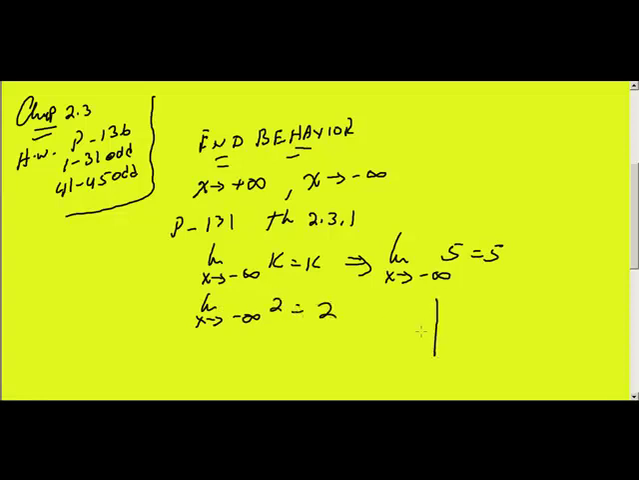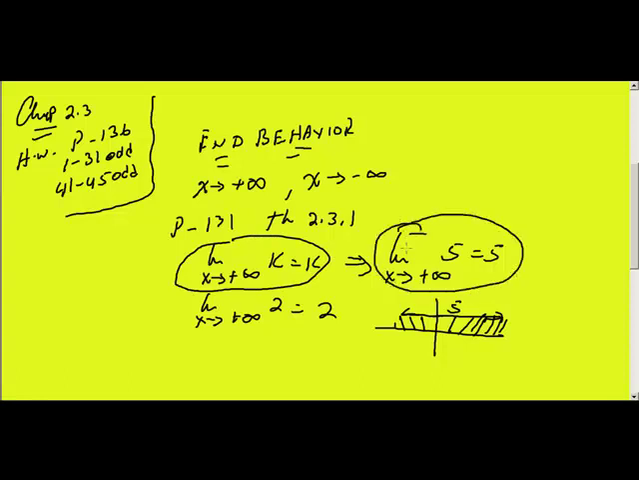So basically, if that's 5, that's a horizontal line. What happens when you go to the end? It stays as 5. Going to negative infinity, it's going to stay 5. And if it goes to positive infinity, it's going to stay 5 also. So it doesn't matter if it goes to negative infinity or positive infinity, we're going to get that same constant.